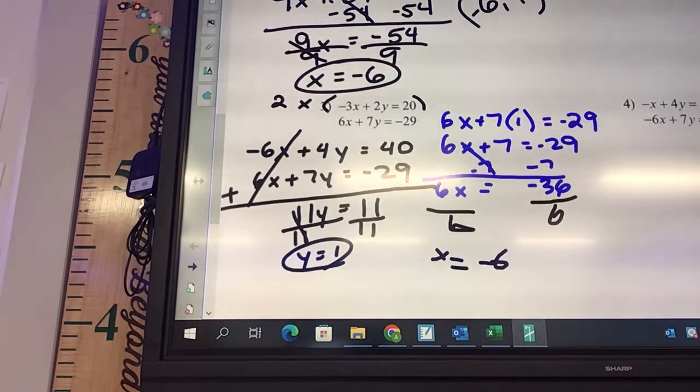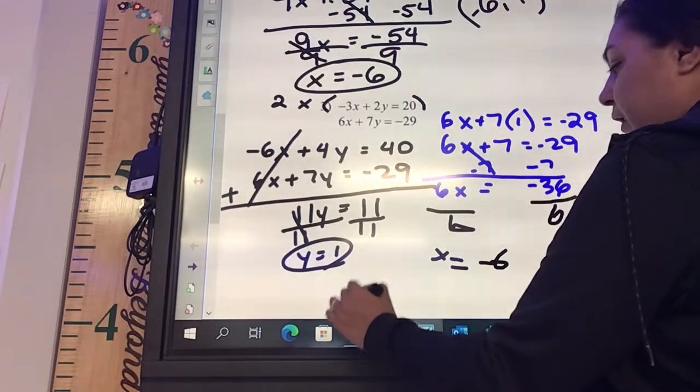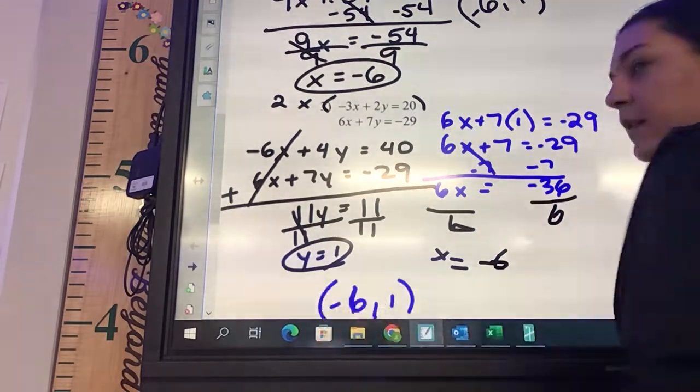What should all of your numbers be less than? 10. Okay, the rule's still the same, applies here. So we got negative 6, comma 1.